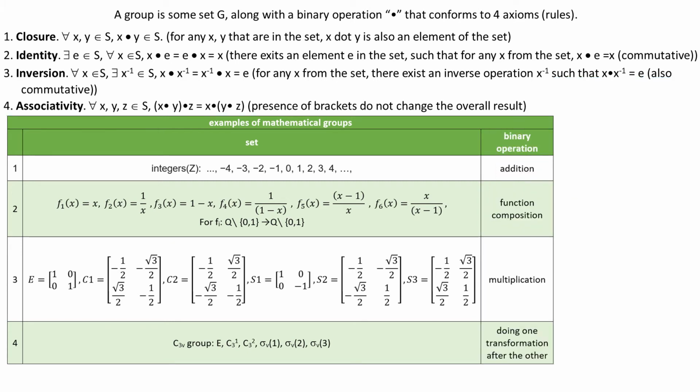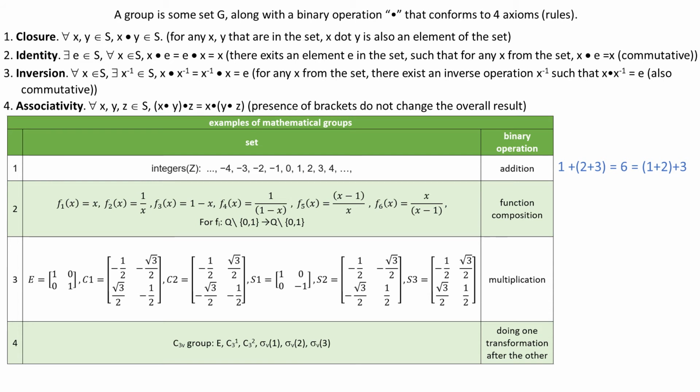The last requirement is associativity. So if X, Y, and Z elements are in the set, then it doesn't matter how you put brackets, you get the same answer. This is very easy to see in the first example with integers. No matter how you add 3 or more numbers, we will always get the same answer.